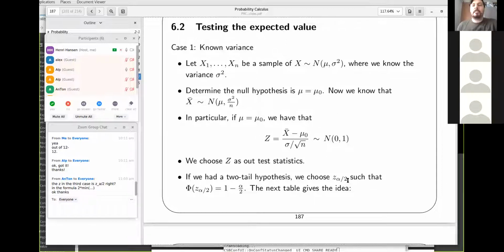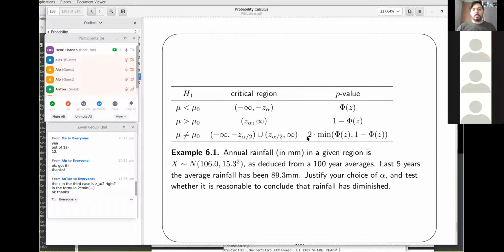Let me just recap once more. The predetermined values of these region limits are z alpha or z alpha over 2, depending on whether it's a one- or two-tail test. And then the z is your random value that you get by taking the sample and calculating it.